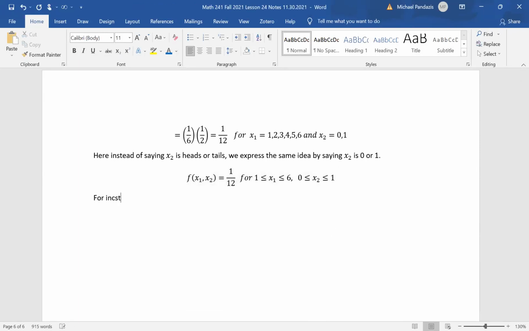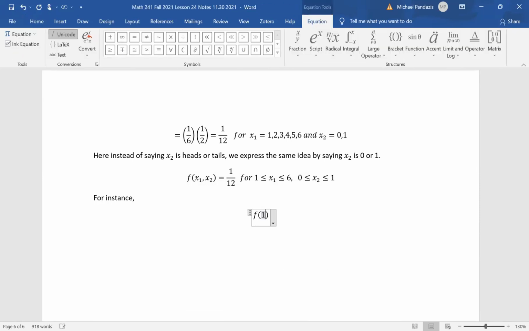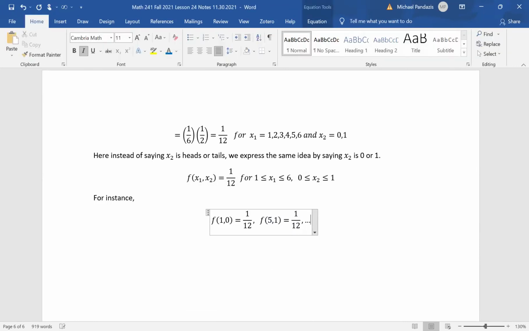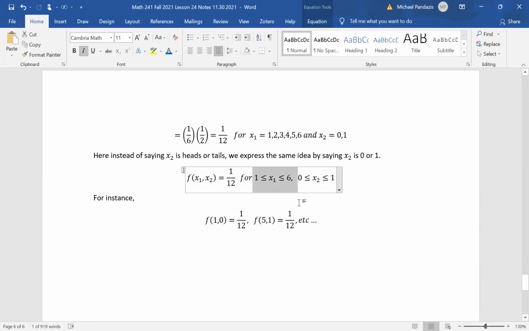So for instance, f of 1 comma 0 is equal to 1/12. f of 5 comma 1 is also equal to 1/12, etc. Right? So there's more values, they're all 1/12. So the first component is between 1 and 6 inclusive, and the second component is between 0 and 1 inclusive.